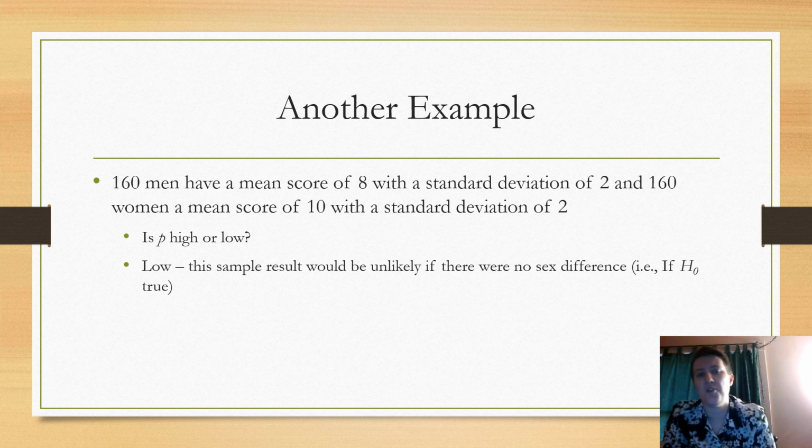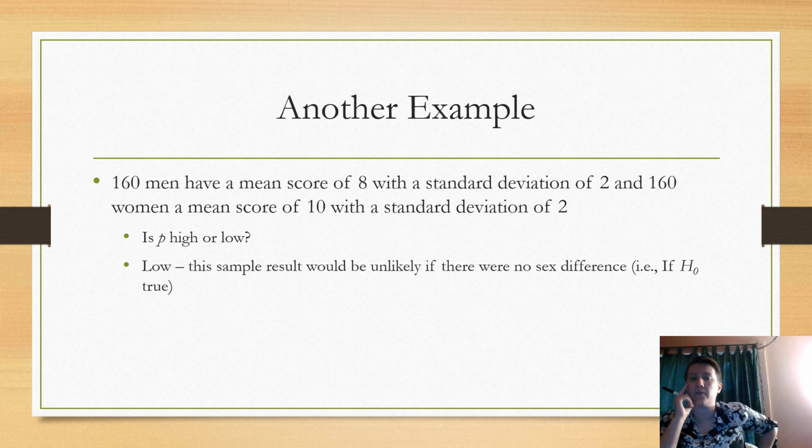So here's another example. 100 men have a mean score of 8 with a standard deviation of 2, and 100 women have a mean score of 10 with a standard deviation of 2. Do you think the p-value is going to be high or low? Well, this sample result would be unlikely if there's no sex difference.